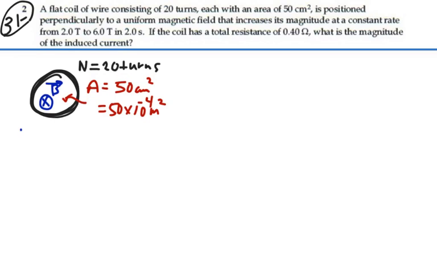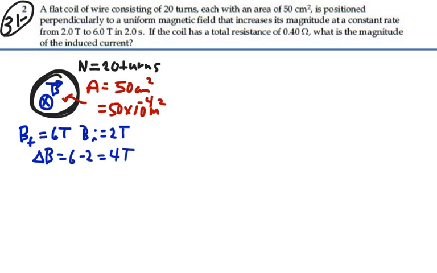and our final magnetic field is 6 Tesla. Our initial magnetic field is 2 Tesla. So our change in magnetic field, 6 minus 2, is 4 Tesla. And it's going to do it in 2 seconds.